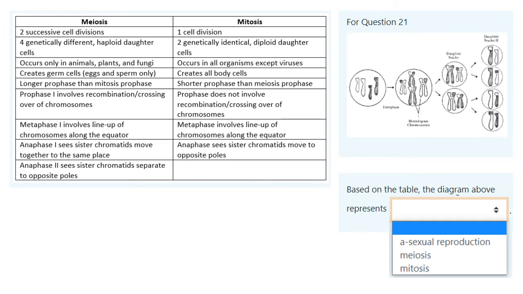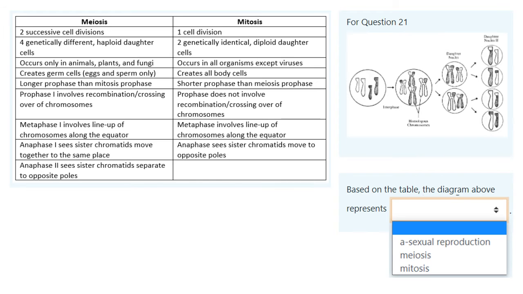Meiosis occurs in animals, plants, and fungi. Mitosis occurs in all organisms except viruses, which just replicate themselves. And we can continue through this table to look at the similarities and differences. We also have a diagram. Based on the table, what does the diagram represent?